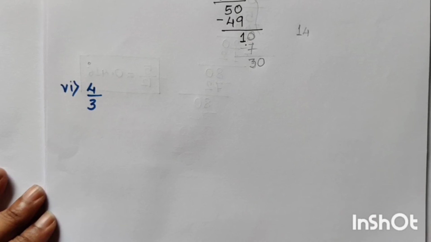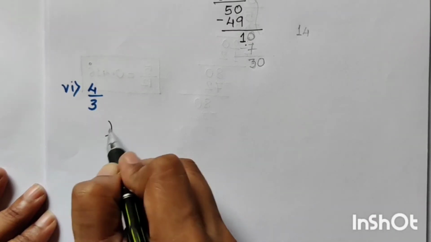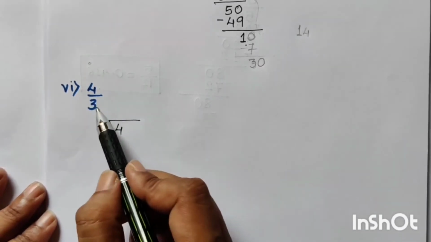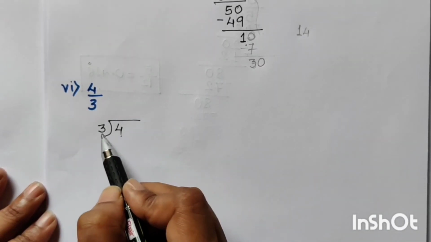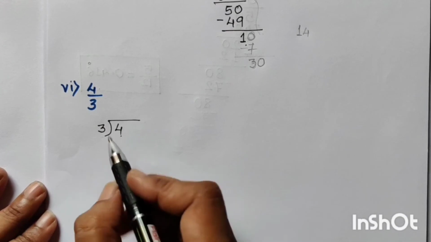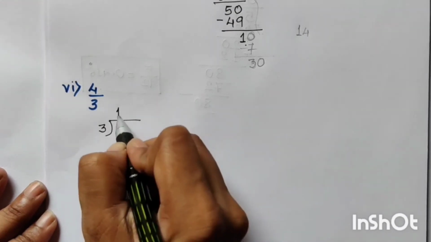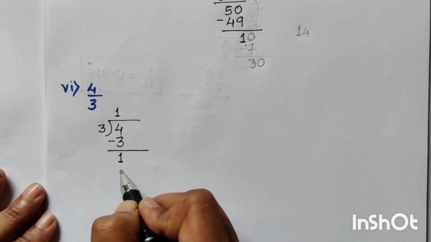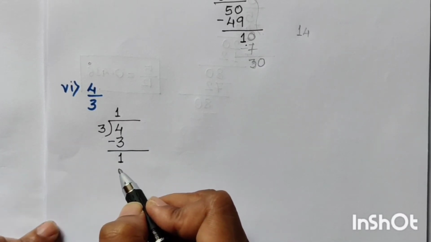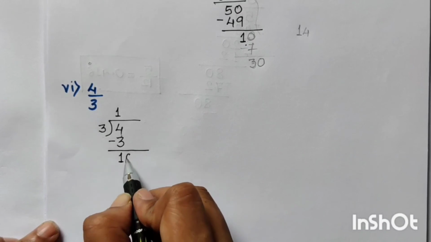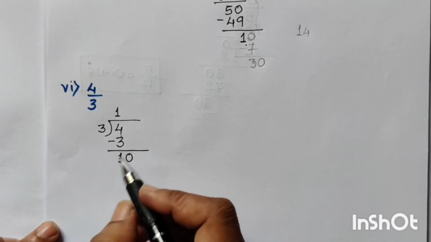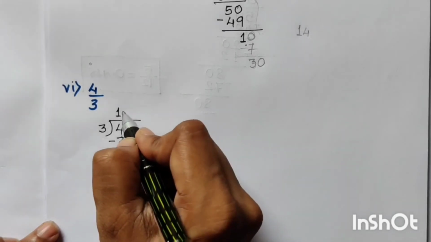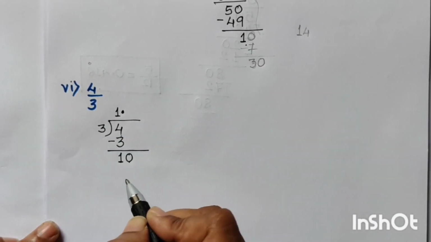6th sum, 4 upon 3. That means we have to divide 4 by 3. Correct? 4 is in the numerator, 3 is in the denominator. 4 we have to write in the dividend, 3 is in the divisor. So divide, 3 ones are 3. 4 minus 3, 1 remaining. 1 is a non-zero number. So we have to put 0 after 1. Now at this 0 we have written here, we have to put a decimal point.